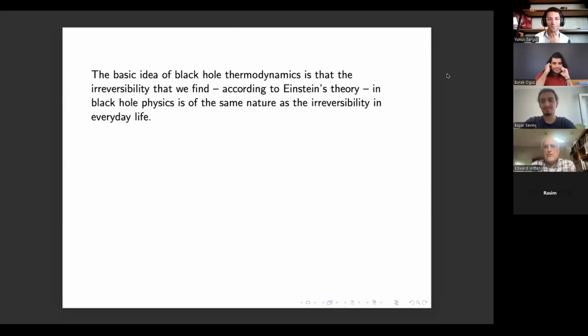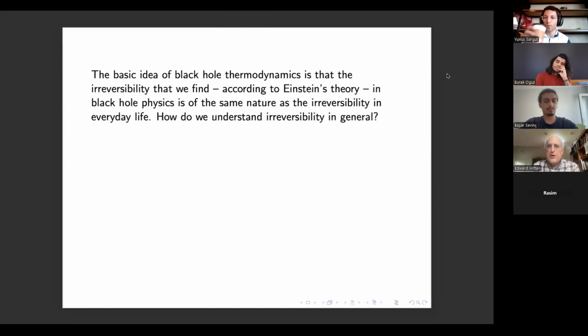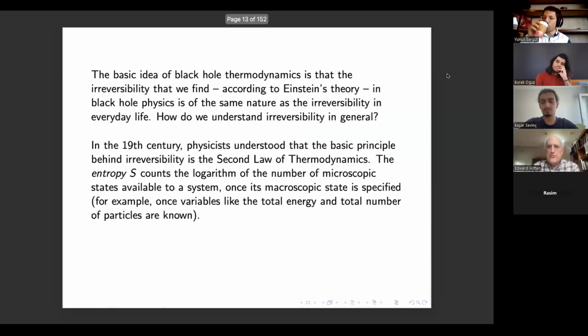The basic idea of black hole thermodynamics is that the irreversibility in black hole physics is fundamentally not different from the irreversibility in everyday life. How do we understand irreversibility in general? In the 19th century, physicists understood that the basic principle is the second law of thermodynamics. The entropy S counts the logarithm of the number of microscopic states available to a system once you describe its macroscopic state. For example, once you describe variables like the total energy and the total number of particles.